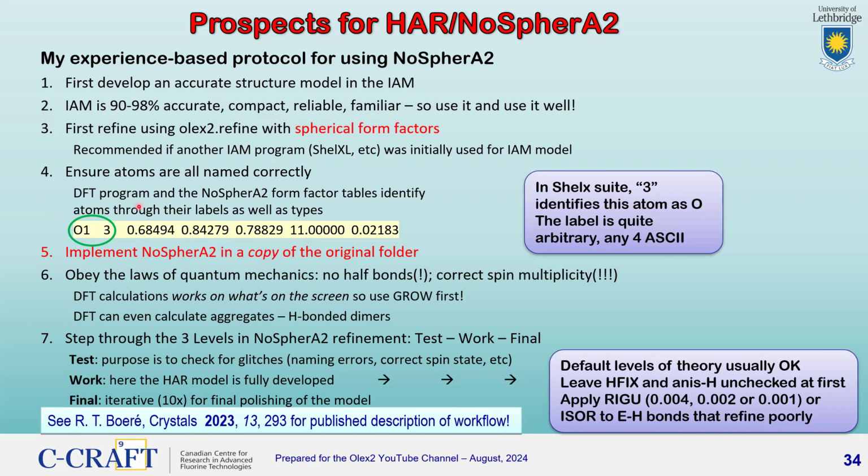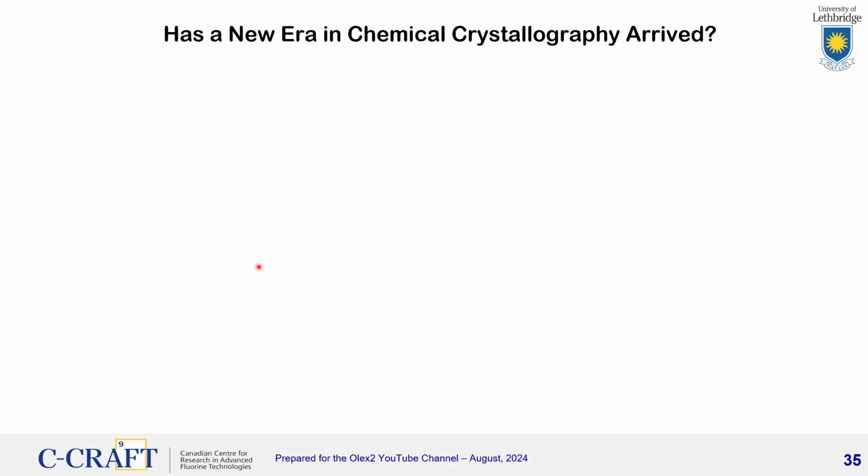And moreover, should you make a mistake, you can go back to a well-defined model, improve the labels, and then redo it with a minimum of hassle. So that's important. Again, we have to obey the laws of quantum mechanics, and we follow the exact procedure that is outlined in that flowchart I showed you earlier.